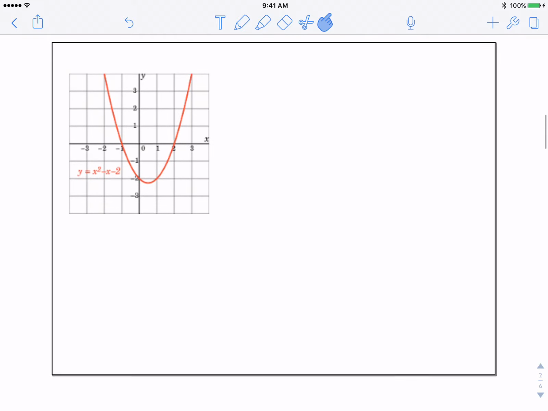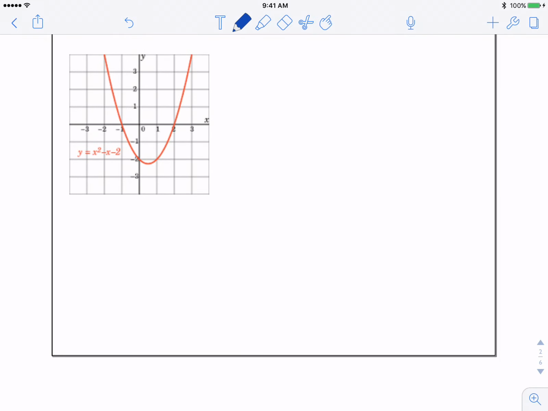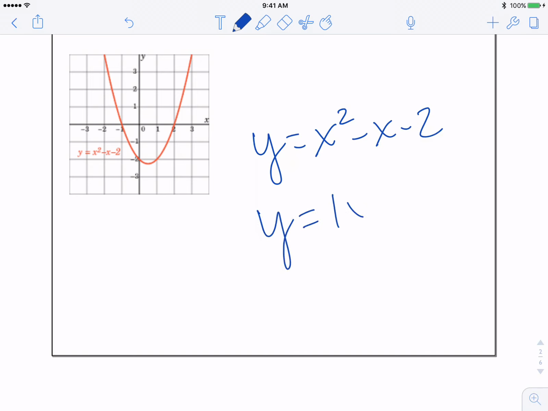Now looking at a few examples of these. So this is a picture of the equation y equals x squared minus x minus 2. Now I can rewrite this as y equals 1x squared minus x minus 2. So this parabola is opening up because this a value right here is a positive 1, which is also creating a minimum value right down here at this point. So that is a minimum, and it is also the vertex of this parabola.